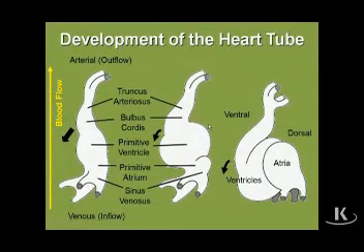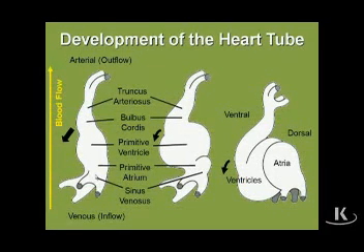Let's now turn our attention to a discussion of the development of the heart, and that will subsequently lead us to a discussion of congenital heart disease, abnormalities in development. The heart begins its development as a simple tube, what's called a heart tube. And that's what's being represented in this first diagram.